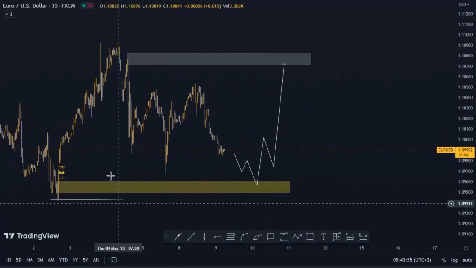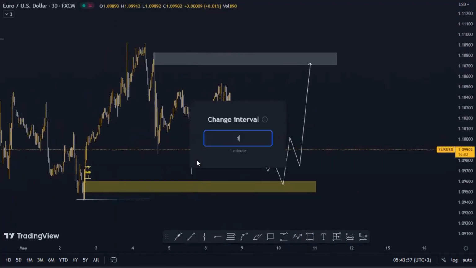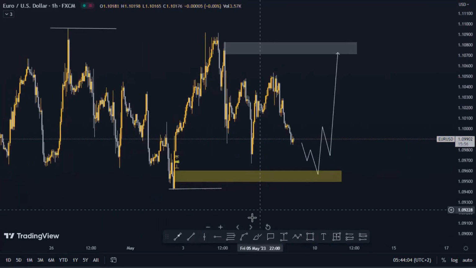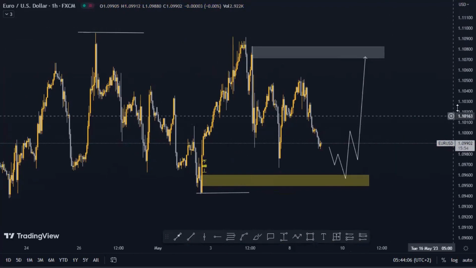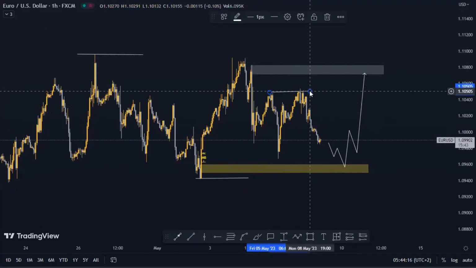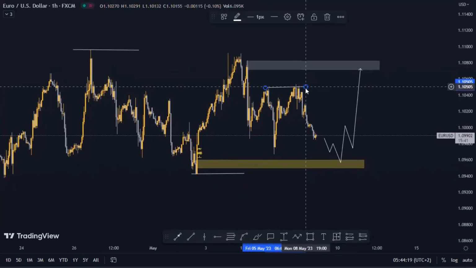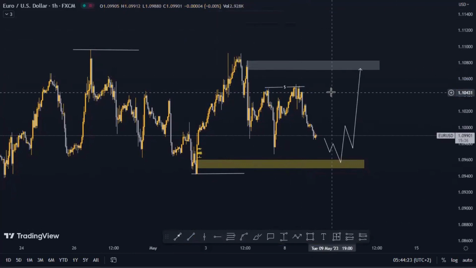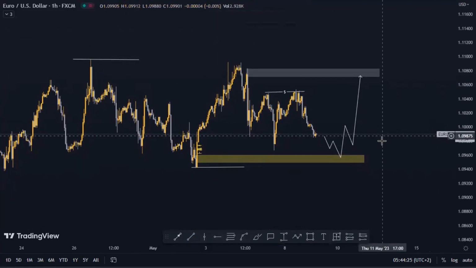minutes time frame, 30-minute time frame, or 1 hour. I think it would probably look much nicer on a 1 hour time frame. Right, there we go. We also have some liquidity up here that I believe we need to take out. So these are equal highs right here. There we go. So we need to take out that liquidity.